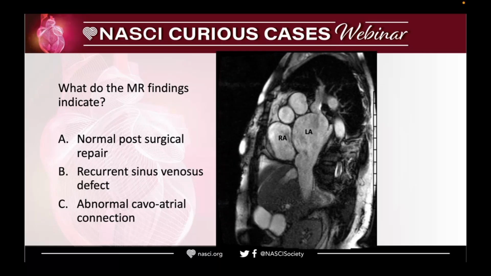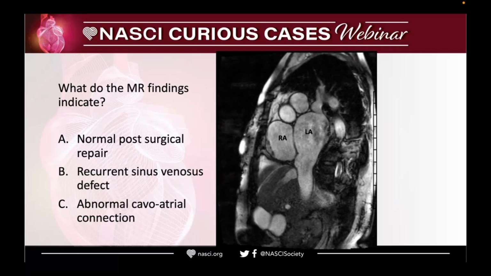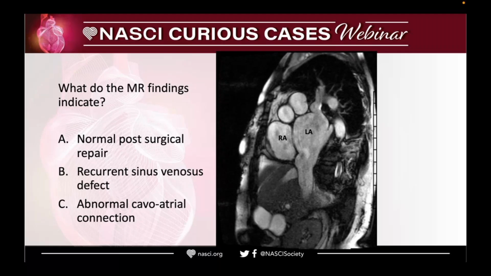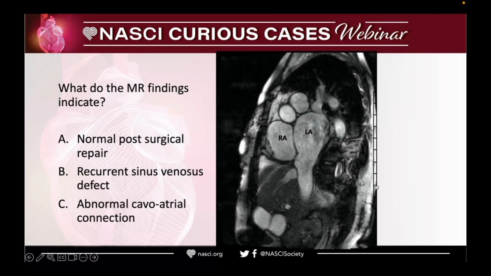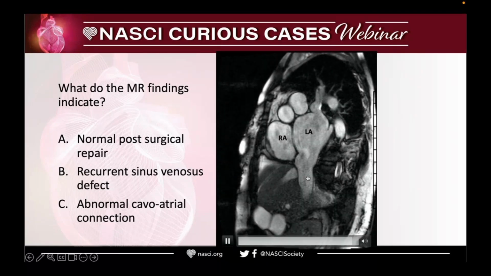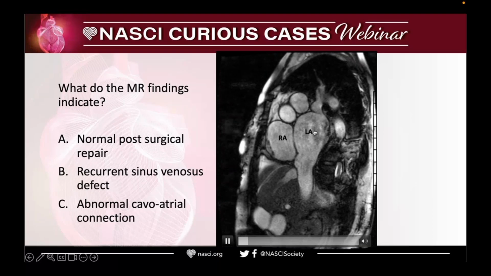C. Abnormal cavo-atrial connection. Excellent. Why do you say that? Why did you choose C? A connection between the suprahepatic portion of the IVC and the left atrium. Yes, excellent. So we are used to that view a lot, that the IVC should go to the right atrium, but in this patient, the IVC is going to the left atrium, which is hugely dilated.